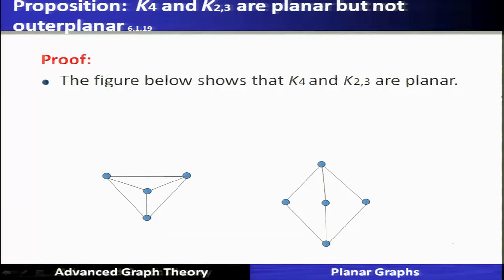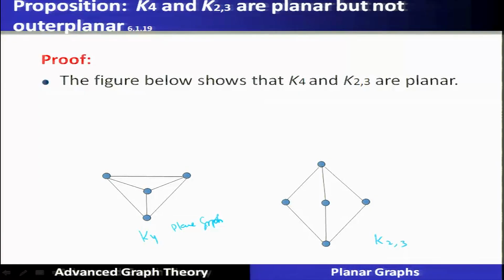Proposition: K4 and K2,3 are planar but not outer planar. We can see here in the figure that this is K4 and this is K2,3. So they are plane graphs. Why? Because it follows this particular plane graph embedding. So both are planar graphs.